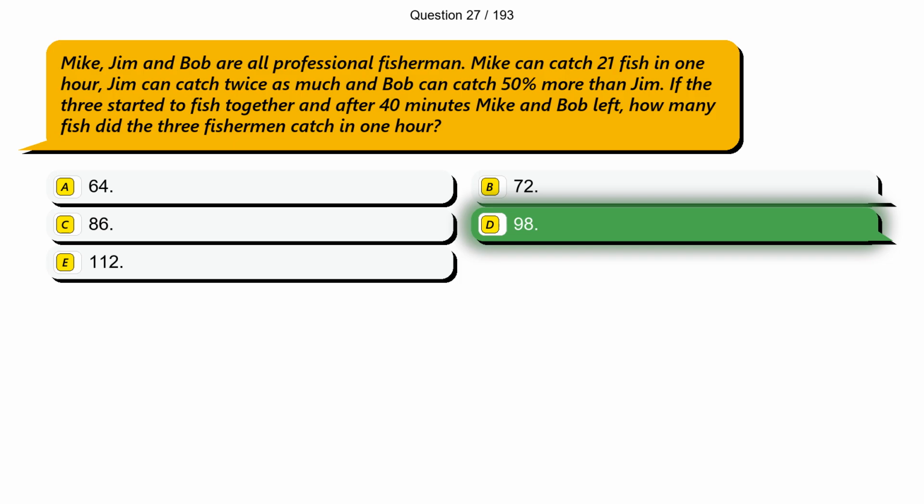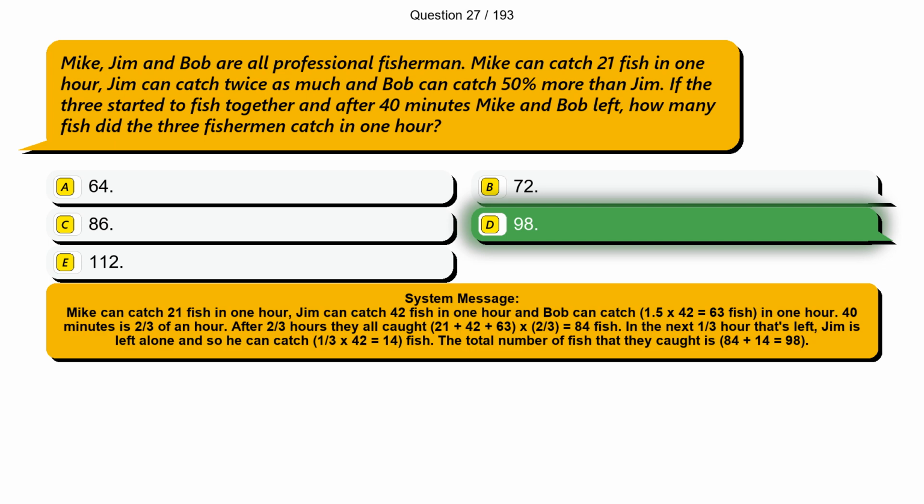The correct answer is option D, 98. Mike can catch 21 fish in 1 hour, Jim can catch 42 fish in 1 hour, and Bob can catch 1.5 x 42 equals 63 fish in 1 hour. 40 minutes is 2/3 of an hour.